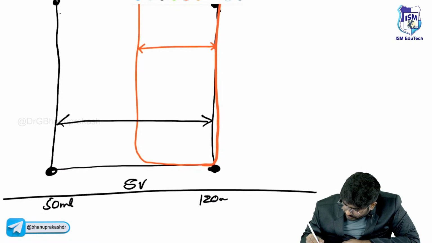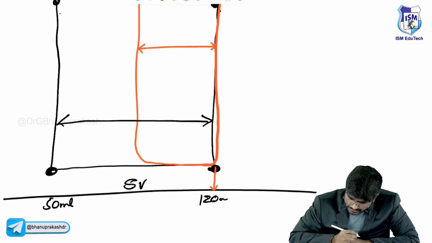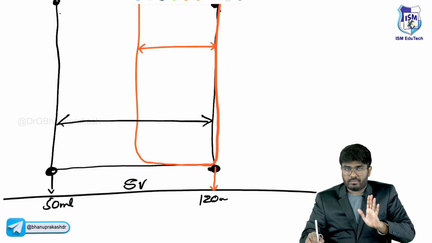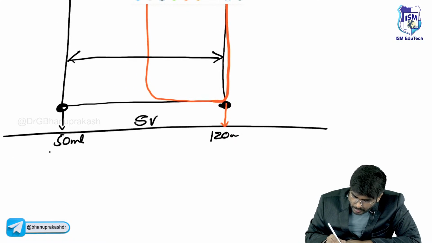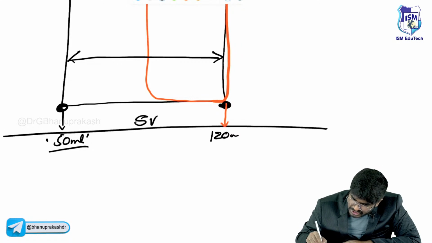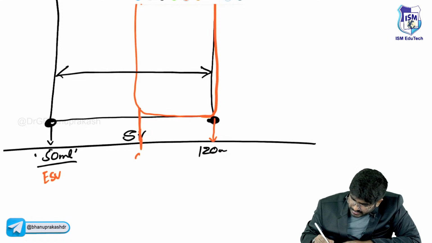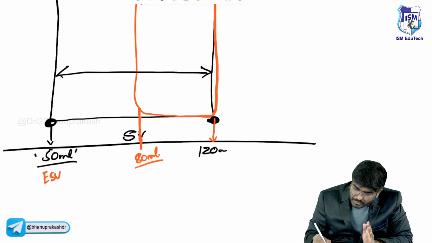So yes, they are filling 120, no doubt. But what happened to their end systolic volume? A normal person's end systolic volume is 50 ml. But in aortic stenosis, how much is the end systolic volume? Instead of 50, now maybe it is 80. So end systolic volume is increasing.